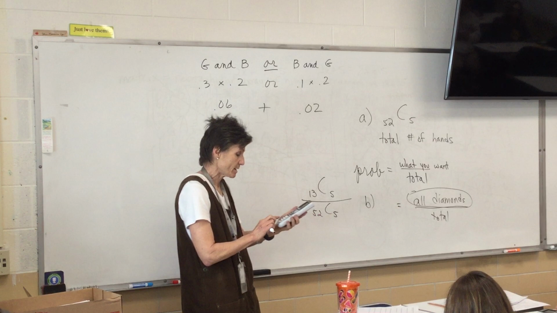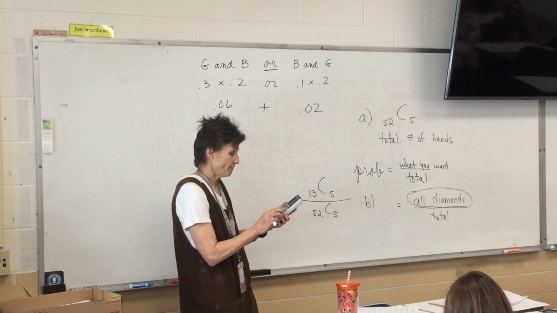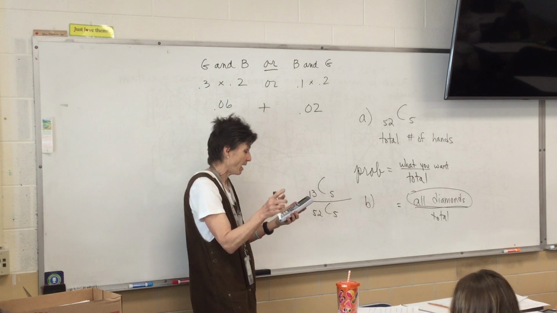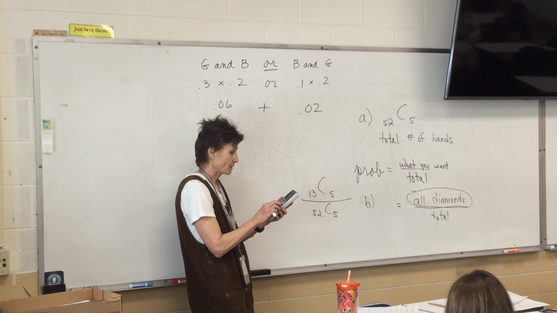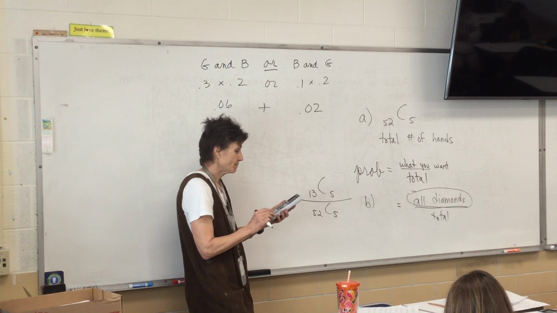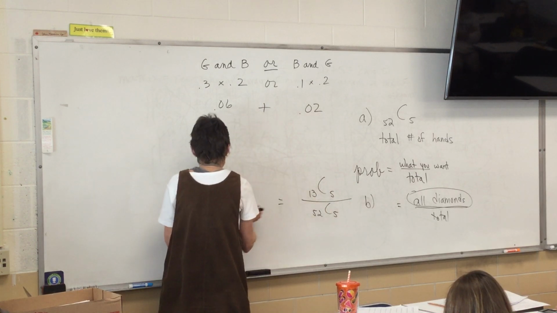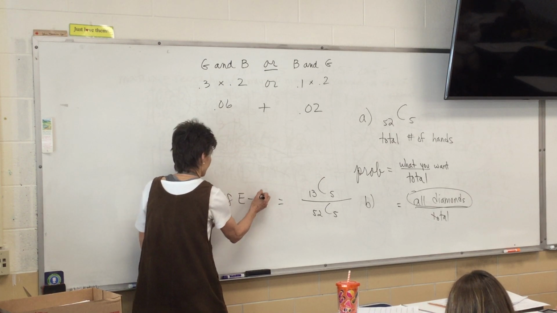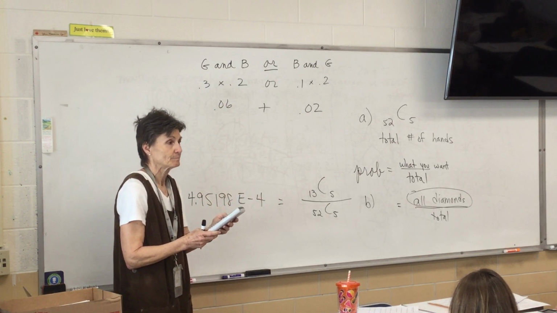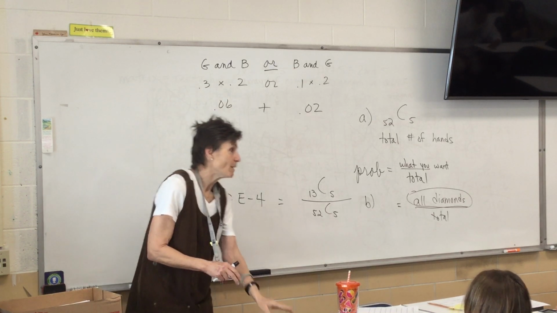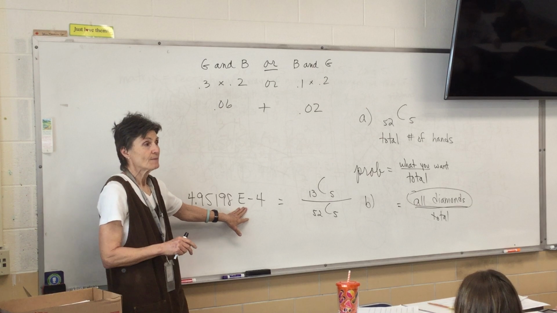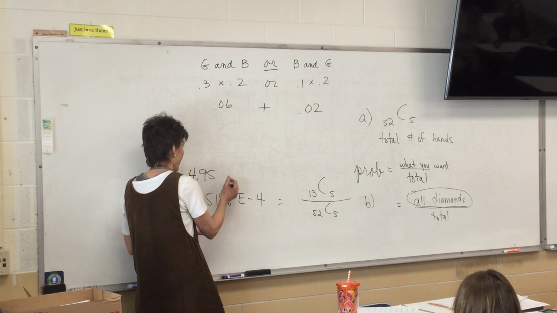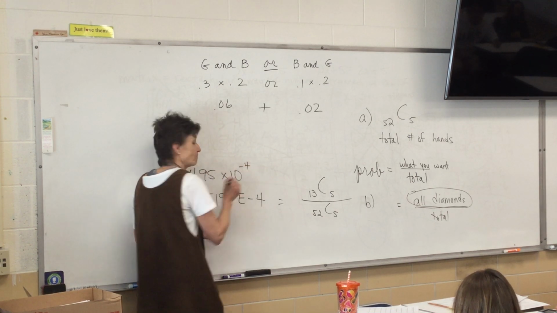No, no, no. We're going to go to our calculator. 13C5, and then just hit divided by 52C5, and you get something that looks like this. Now we need to talk about it for a second. Okay, did anybody else get that? Now remember when the E pops up, that's scientific notation. So this means 4.95 times 10 to the negative 4.